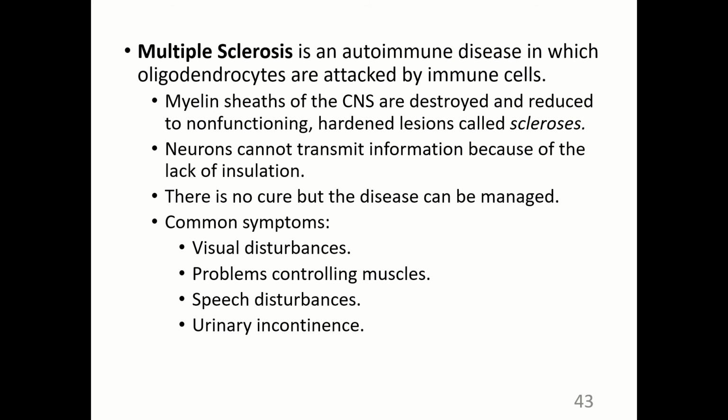Multiple sclerosis is an autoimmune disease in which oligodendrocytes are attacked by immune cells. Myelin sheaths of the central nervous system are destroyed and reduced to non-functioning, hardened lesions called scleroses. Neurons cannot transmit information because of the lack of insulation. There is no cure, but the disease can be managed. Common symptoms of multiple sclerosis include visual disturbances, problems controlling muscles, speech disturbances, and urinary incontinence.